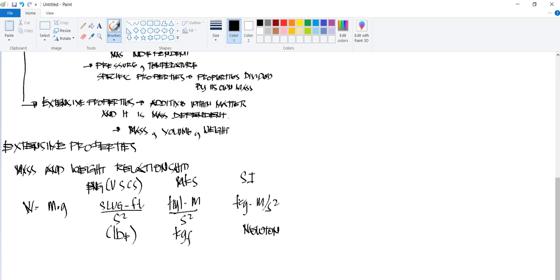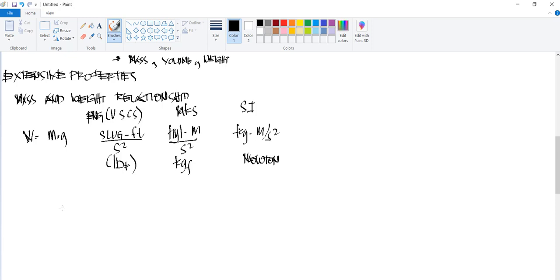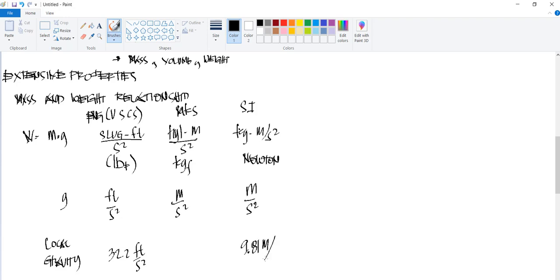Then for gravity, the unit is feet per second squared for English, meter per second squared for MKS, and meter per second squared for SI. So we have the local gravity: 32.2 feet per second squared, and 9.81 meter per second squared.